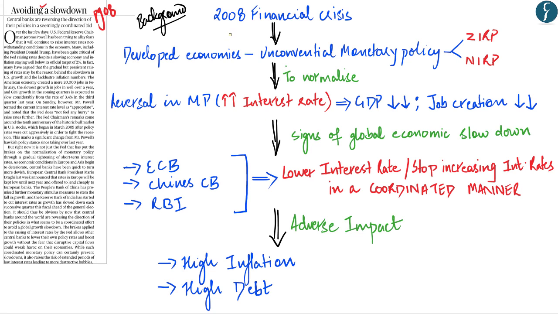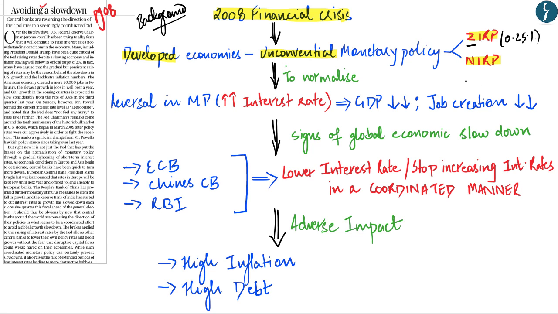In order to combat the 2008 global economic recession or the financial crisis, the developed economies across the world started to follow very unconventional monetary policies, such as the zero interest rate policy and the negative interest rate policy. The zero interest rate policy was followed by USA in the wake of the financial crisis in order to inject money into the economy to promote economic growth. So under this policy, the US Federal Bank was providing loans to the other banks at an almost zero interest rate, that is of 0.25%.